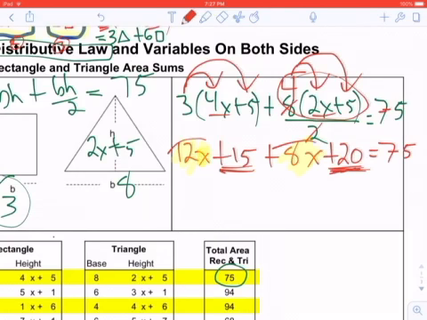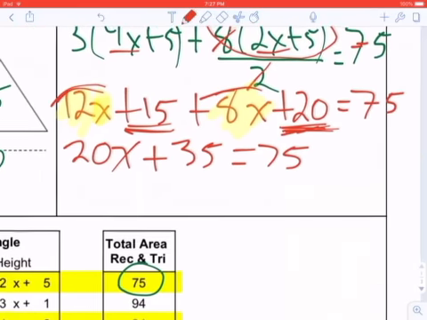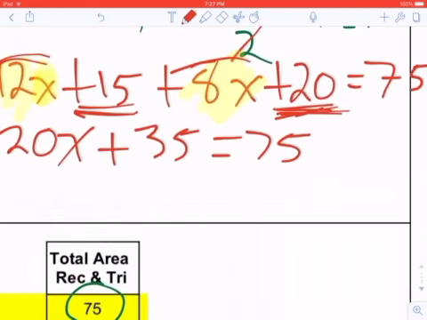So the numbers that do change are variable terms, so 12x is a variable term, and a constant term is 15. So if I add up 12x and 8x, that's 20x's, right? And then I add up the constants, which is 15 plus 20, which is 35, and then that will equal 75. Now we're into solving an equation, just like we've solved many of them this way.